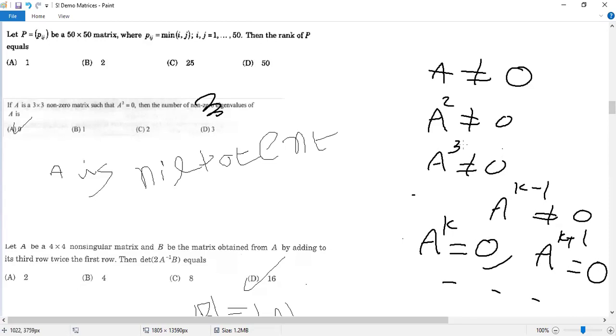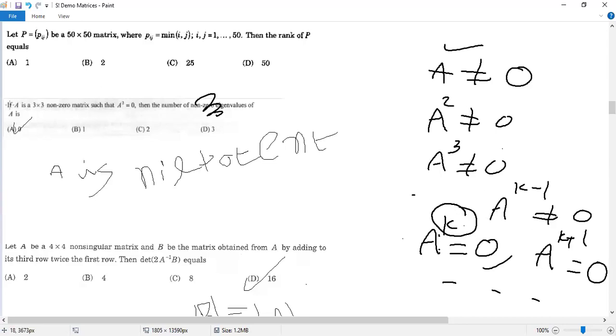So then we call such a matrix a nilpotent matrix of order k. In some textbooks they call it index, or you can call it degree, or you can call it order, whatever it may be. So of index k we call it generally. So A is a nilpotent matrix of index k. This is the original definition.